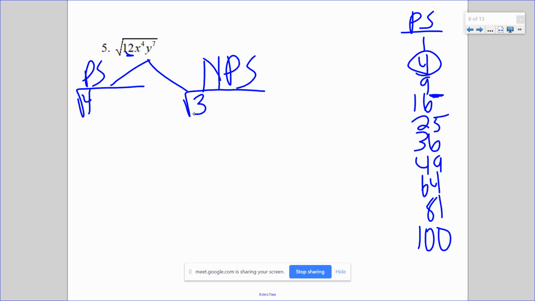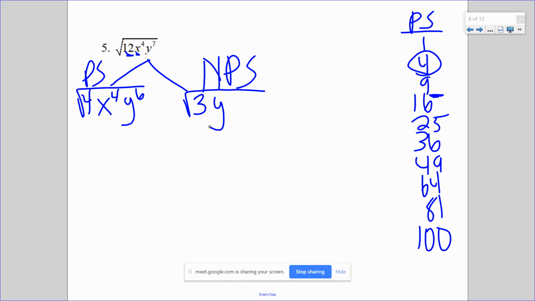Now that I'm done with the 12, I'm going to look at the x. Is x to the 4th a perfect square? Yes. It's an even power, so the entire x to the 4th goes there. Now that I'm done with the x, I'm going to look at the y. Y to the 7th, is that a perfect square? No. So I drop the power by 1, and I put that leftover y in my non-perfect square radical. Think of it as 3 separate problems, the integer, the x's, and the y. And in the first step, I'm not taking the square root of anything. I'm just separating perfect squares and non-perfect squares.